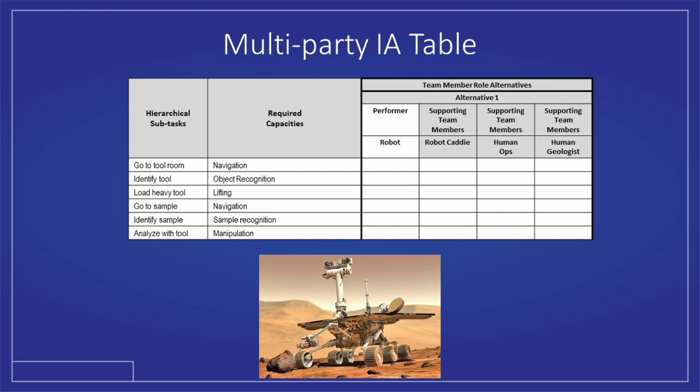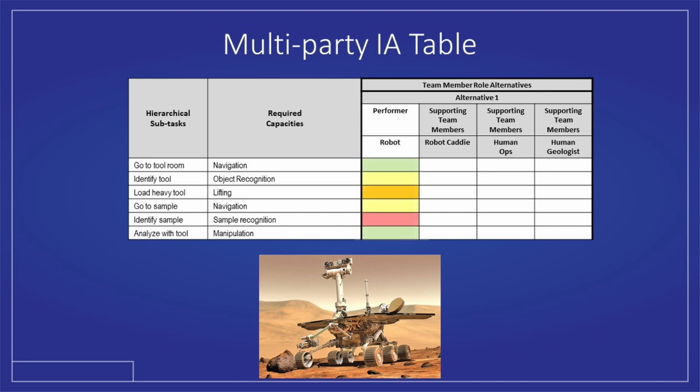We will consider one permutation in which the rover robot is the performer and the rest of the team is supporting. It would make sense to do another alternative with one of the humans as the performer, but we won't do that here for time's sake. It's probably not worth considering the caddy as the performer either, since it lacks most of the required capabilities. This demonstrates how all team permutations are not always necessary.